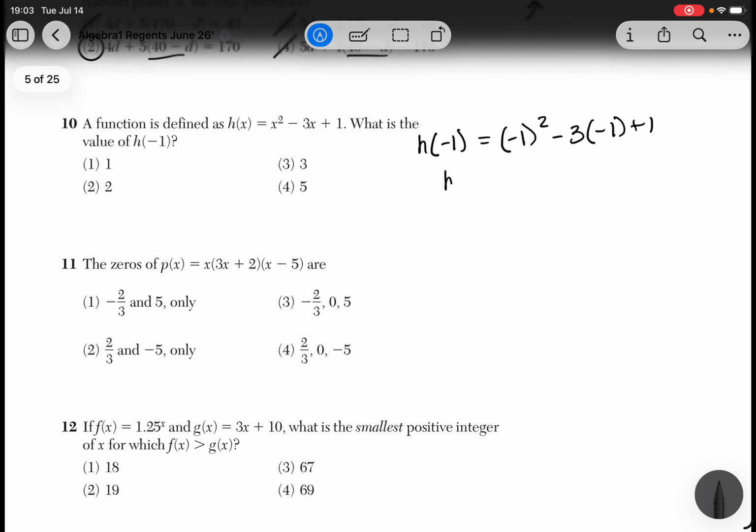So now h of negative 1 equals negative 1 squared is 1, plus 3, because negative 3 times negative 1 is positive 3, plus 1. And this simplifies to 5. So our correct answer here will be answer choice 4.